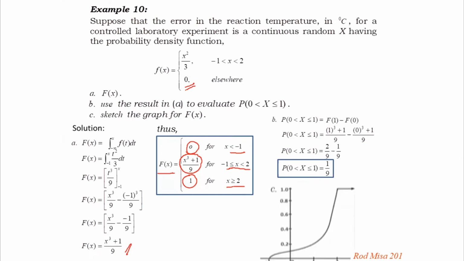Letter C, sketch the graph of the big F of x. And this is the graph of the big F of x, where the probability is 0 to the left of negative 1, meaning there is no probability value. But from negative 1 to 2, the probability is increasing up to 1. And beyond 2, the cumulative distribution function value is 1, because the domain of the probability density function is only up to 2.